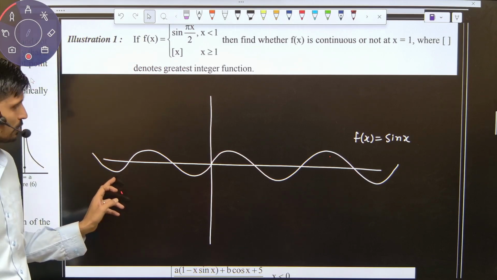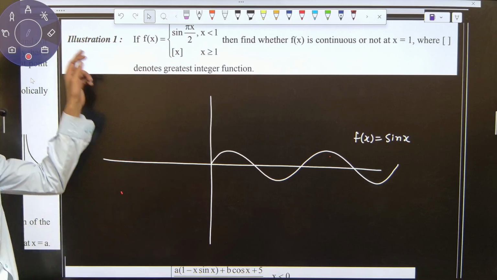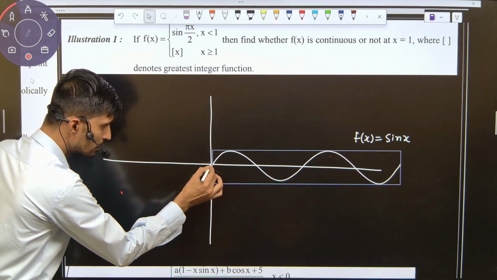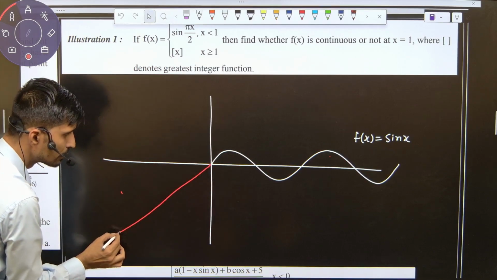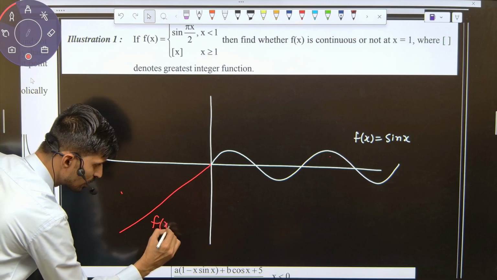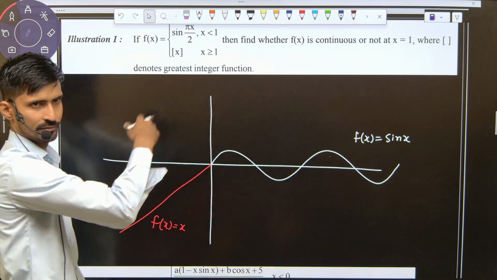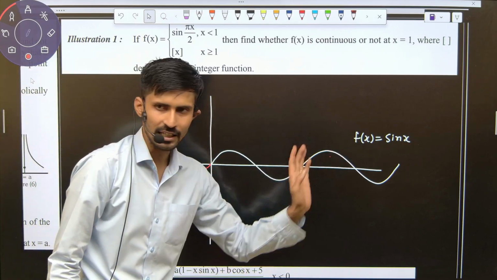What I am going to do? I am going to remove this part and I will add this line here. So that is f(x) is equal to sin x, and this line is f(x) is equal to x. Okay. I am saying now define this total function. So this total function includes two functions, one x function and one sin x function.